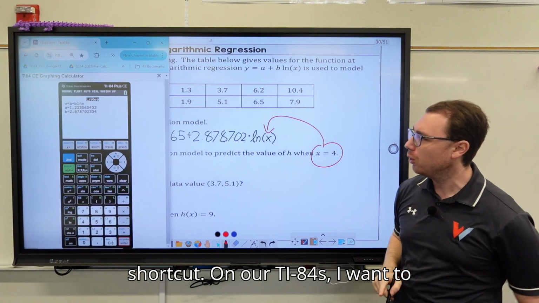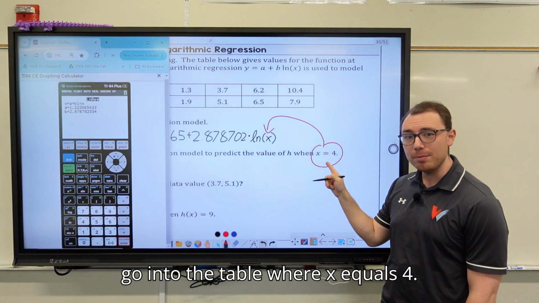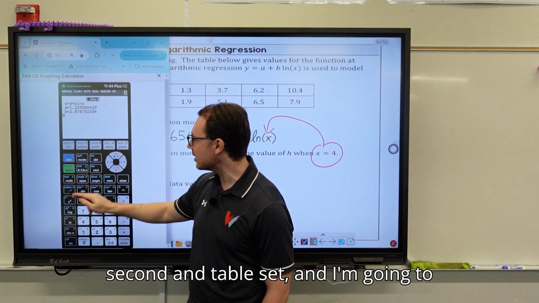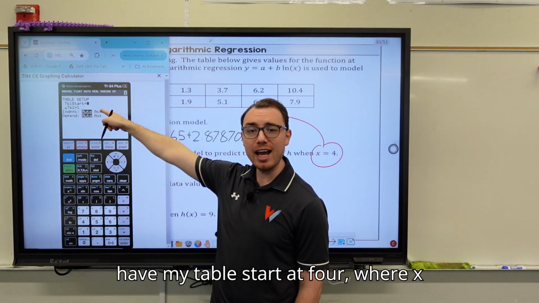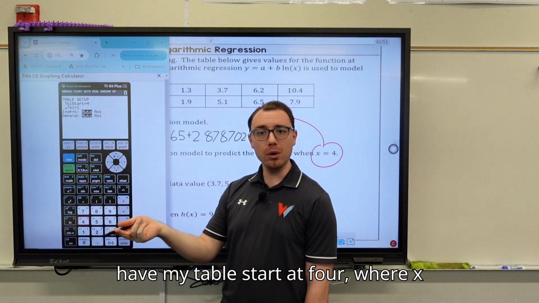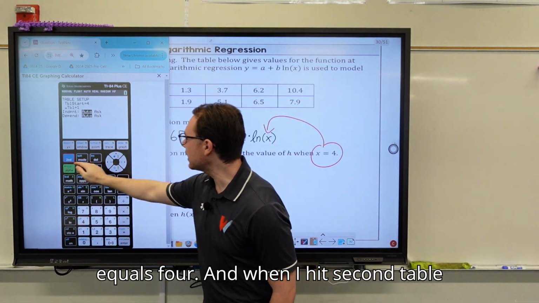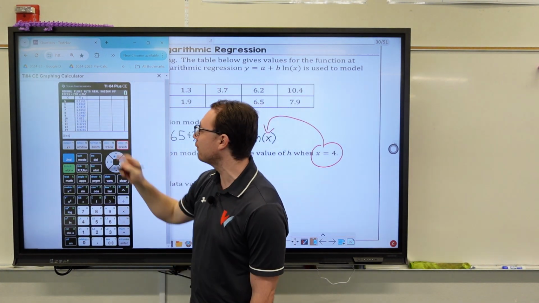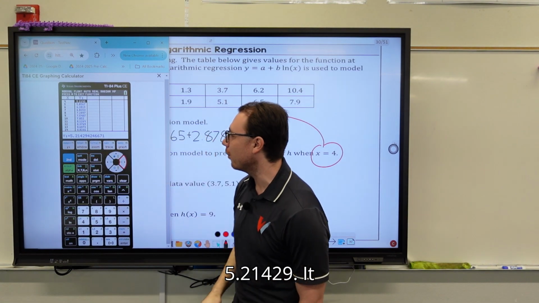On our TI-84s, I want to go into the table where x equals 4. To do this, I use that shortcut to hit second and table set, and I'm going to have my table start at 4, where x equals 4. And when I hit second table above graph, it goes to right where x equals 4, which is 5.21429.